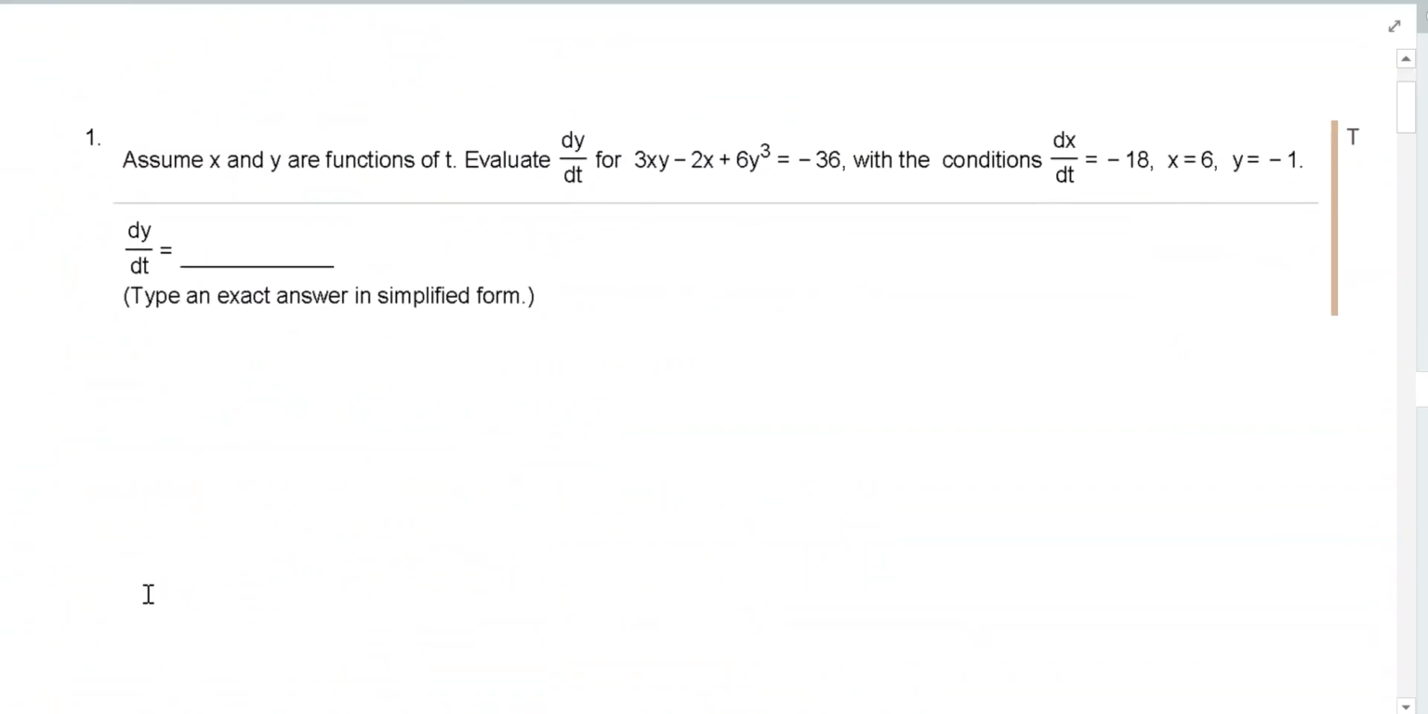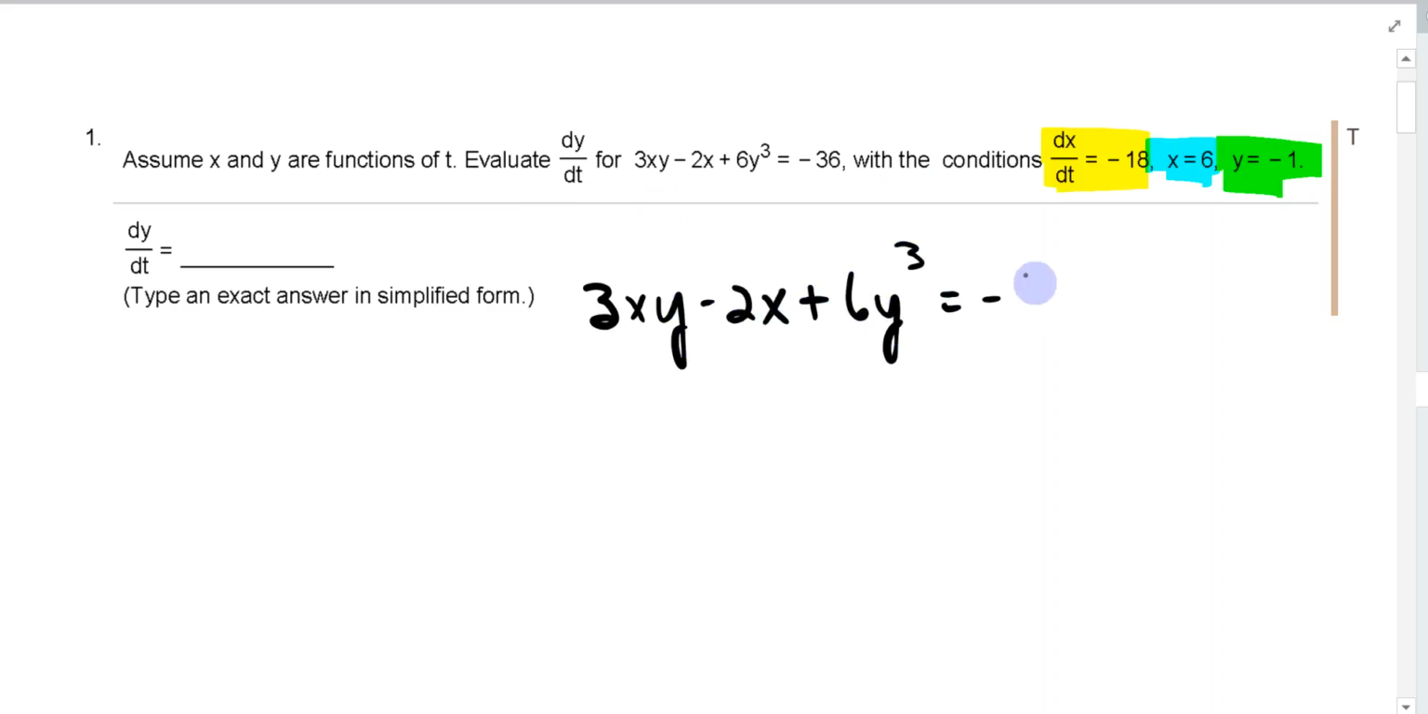This one says, assume x and y are functions of t. Evaluate dy/dt. That's the derivative with respect to time of your y variable for this function with the conditions. They've given us that dx/dt is negative 18, x is 6, and y is negative 1. We want to start by taking the derivative of this function: 3xy minus 2x plus 6y cubed equals negative 36.